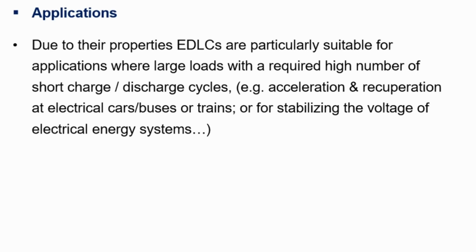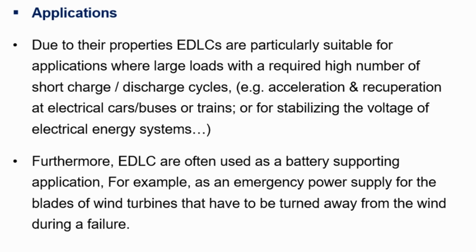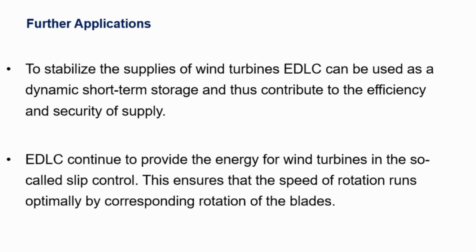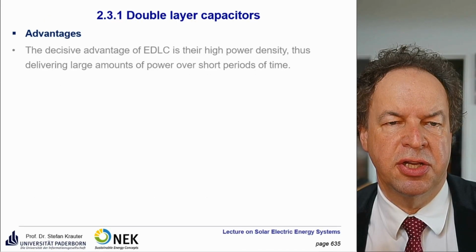So they are suitable for applications where loads require a high number of short charge and discharge cycles. For example, you could apply them for acceleration and recuperation in cars or buses and trains, or for stabilizing the voltage in electrical energy systems. They are often used as a battery supporting application, for example, as an emergency power supply for the blades of wind power plants that have to be turned away from the wind during a failure. Yes, as was mentioned before already, they also can be used for slip control. So these are some applications of that.